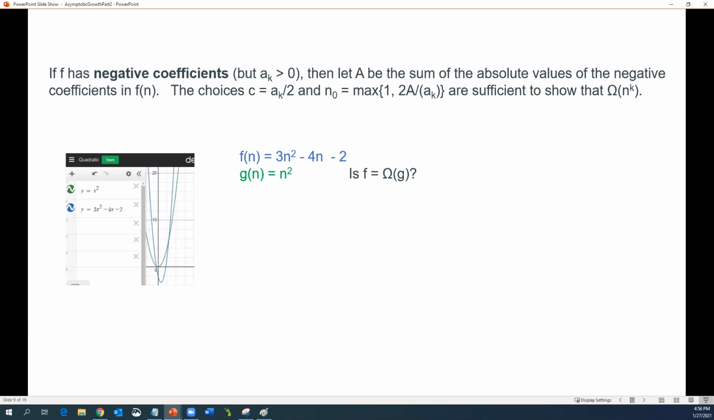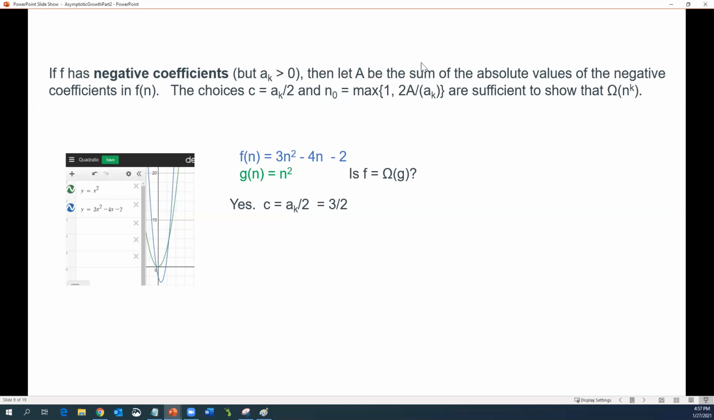The rule is this: if you have negative coefficients here, and you're trying to show what the omega is, then this rule says that for C, you can use the leading coefficient divided by 2. So this is the 3, leading coefficient divided by 2. That would be my C. So 3 divided by 2, that would be what I'd use for C. Then it says, okay, what do I use for N naught? Well, first of all, let's look at A.